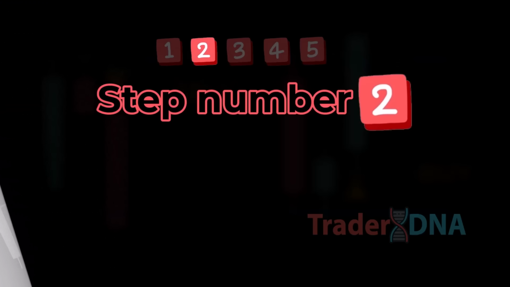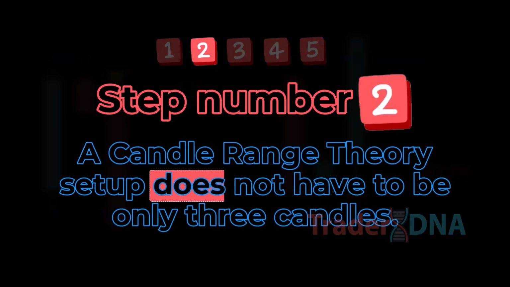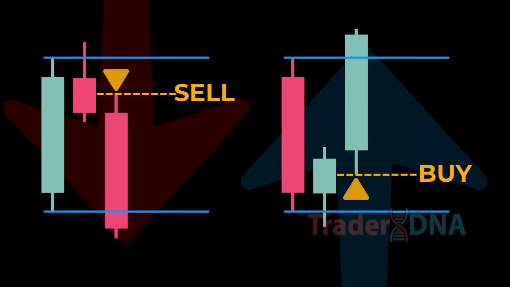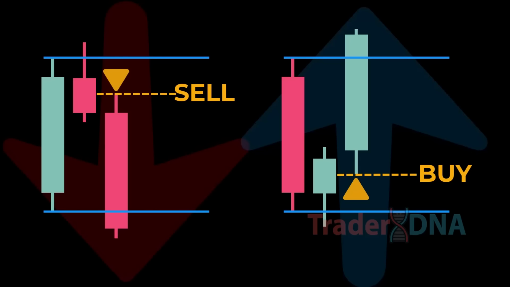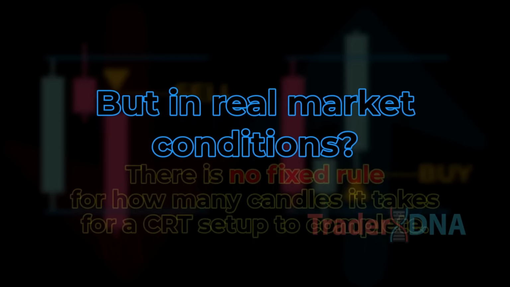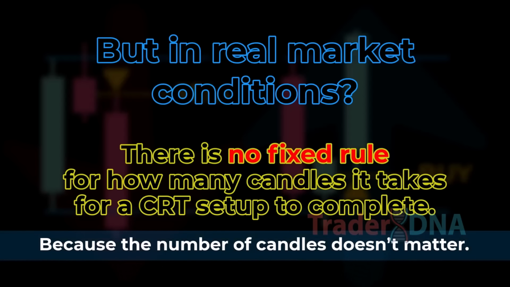Alright, now that we've locked in the basics of candle range theory, let's level this up. Step 2, and this is where most traders get it wrong. A candle range theory setup does not have to be only 3 candles. We started with the 3-candle model because it's the cleanest, simplest way to explain the concept. It's easy to visualize, easy to follow, perfect for building the foundation. But in real market conditions, there is no fixed rule for how many candles it takes for a CRT setup to complete. Because the number of candles doesn't matter.